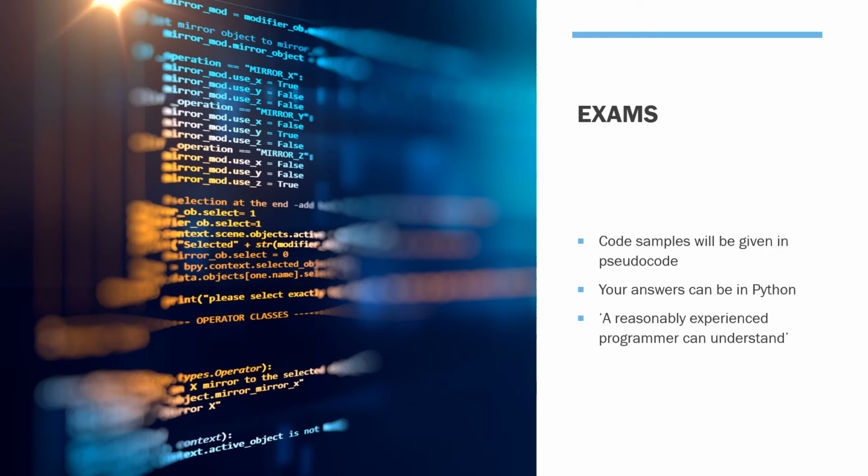So the code samples in the exam will be given in pseudocode, but you can give your answers either in pseudocode or in Python. And whatever you choose, you won't be marked on whether you've exactly met the standards of pseudocode. What it says in the marking advice is that as long as the code can be understood by any reasonably experienced programmer, then you should be given credit for your answer. So don't over stress about the details of pseudocode, but I am going to show you them now so that you can understand without too much stress exactly what the code is like in the exams.